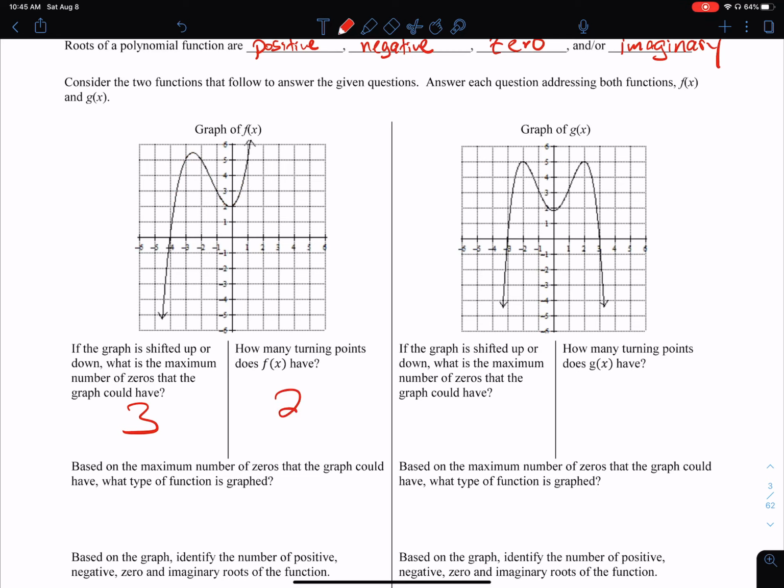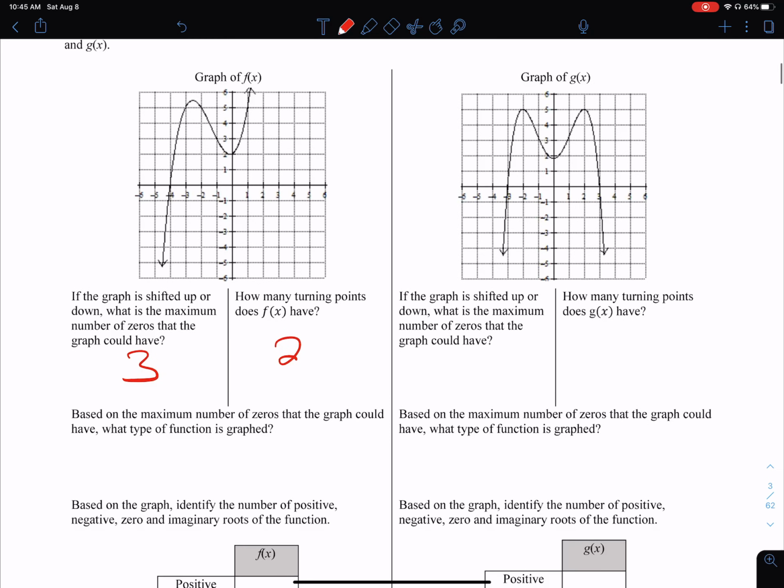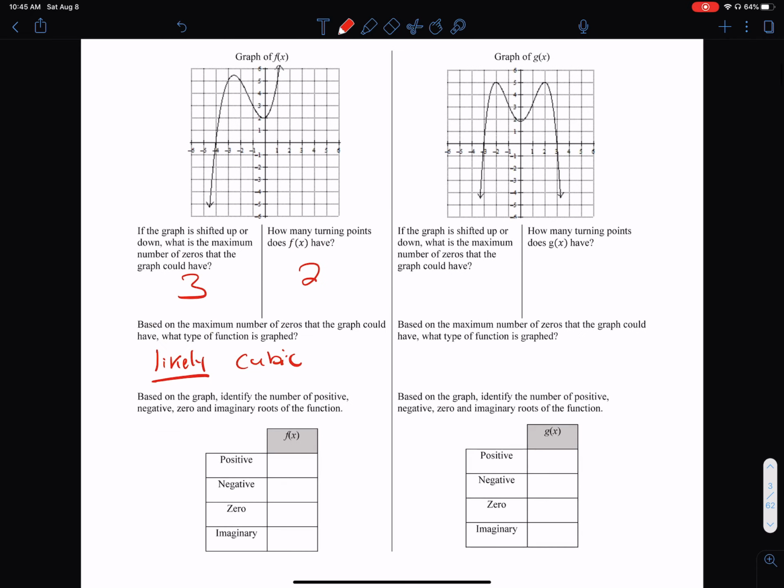Based upon the maximum number of zeros that the graph could have, what type of function is graphed? We're going to say that it's likely cubic. Likely. Why do we say likely cubic? This could be degree 5 or 7. It's definitely odd, and it has at least 3 roots if this were to be moved down. And some of those could have odd multiplicities bigger than 3. So we're saying it's likely cubic. On this next question, let's go ahead and assume it's cubic.